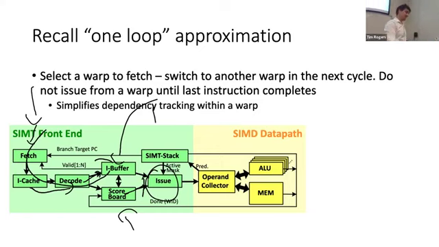Those SIMT stacks that we talked about in the previous lecture live here. And then the issue pipeline needs to know what the active mask is. The SIMT stack is also feeding the fetch unit to tell it what PC each warp needs to fetch now. So whatever's at the top of the stack, whatever PC it is, the fetch scheduler will potentially pick one of those warps and issue that PC to the iCache.